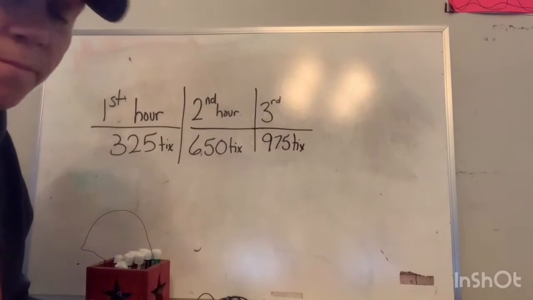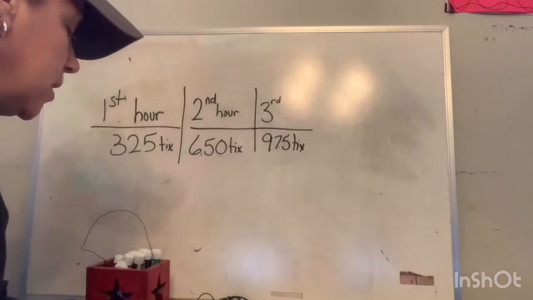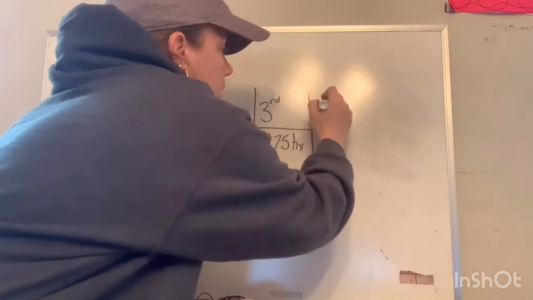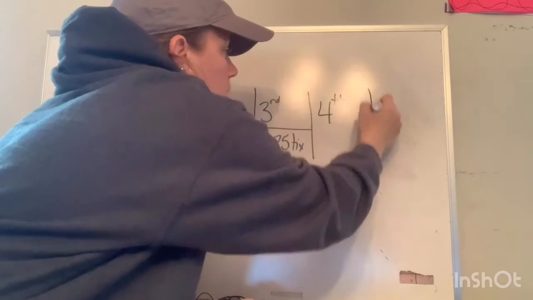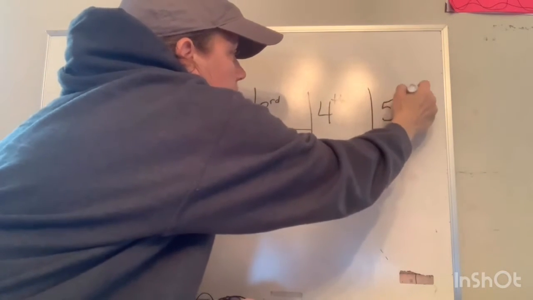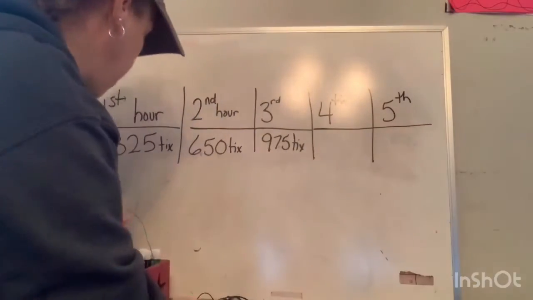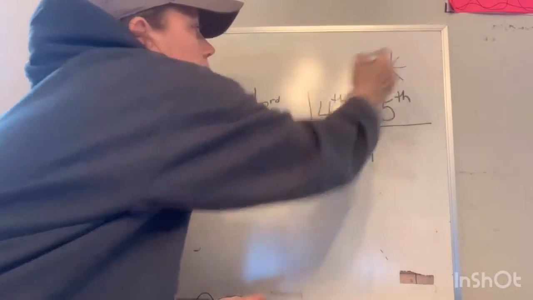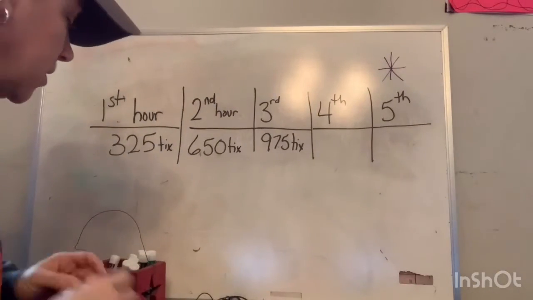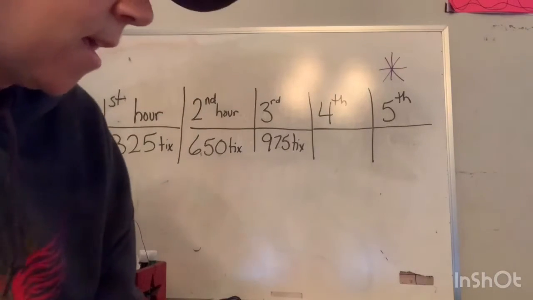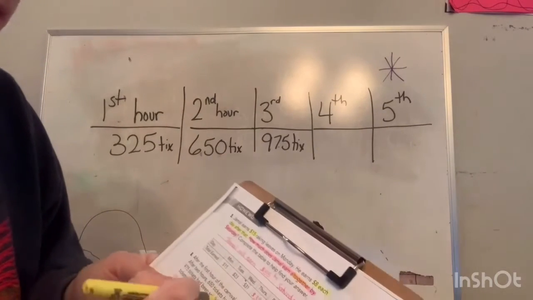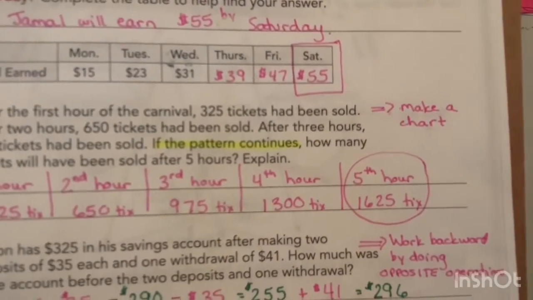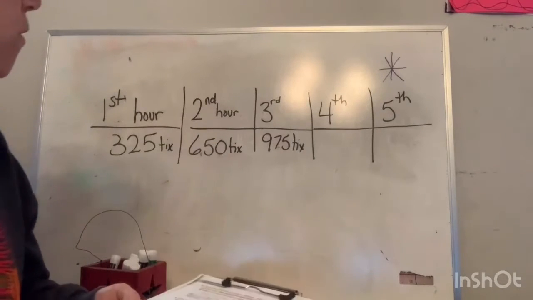And then they stop. And it says, if the pattern continues, how many tickets will have been sold after 5 hours? So I need to fill in after the 4th hour, and then I need to fill in after the 5th hour. And after the 5th hour, this will be my answer. How many tickets are sold? Now here are the key words here. It says, if the pattern continues. Well, how many people said, well, what's the pattern, Mrs. Hotsfeld? So you have to look and you have to find the pattern.